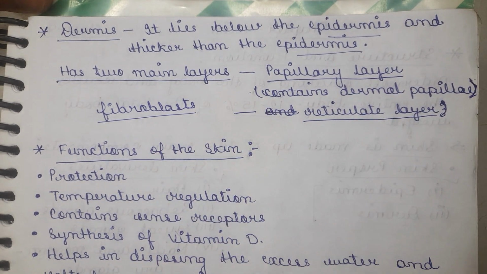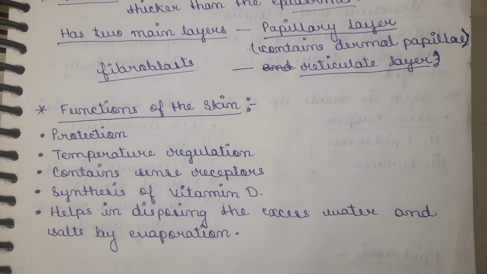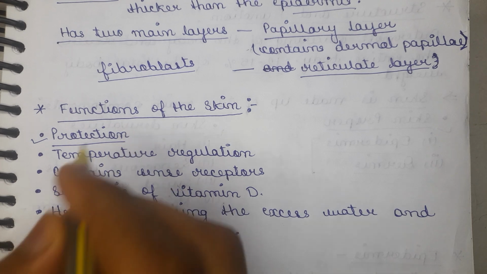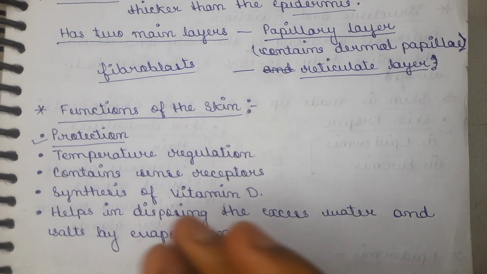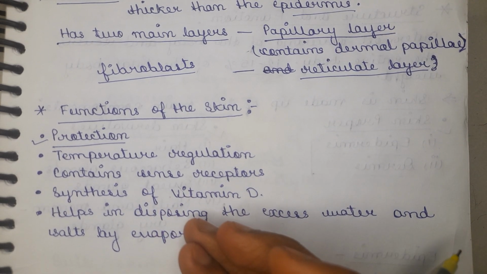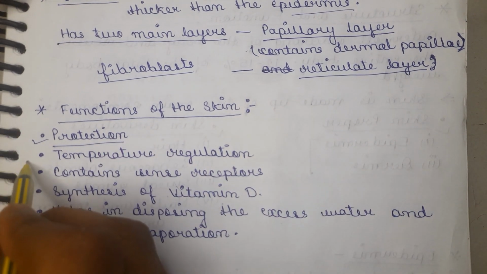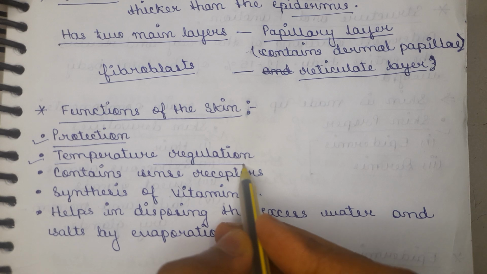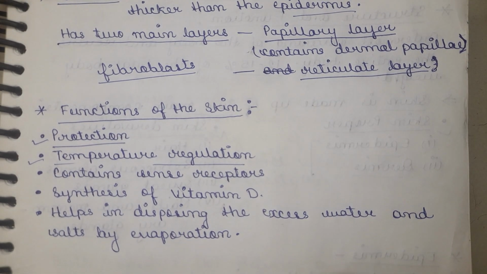Now the functions of the skin. The most important function of the skin is the first one, protection. The skin provides protection to the body from mechanical energy, ultraviolet rays that come from the sun, and disease causing microbes, and prevents desiccation. The second point is that it also helps in temperature regulation. So skin helps in maintaining the body temperature at a constant level.